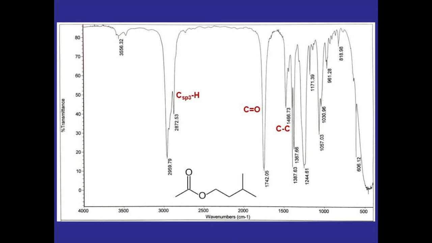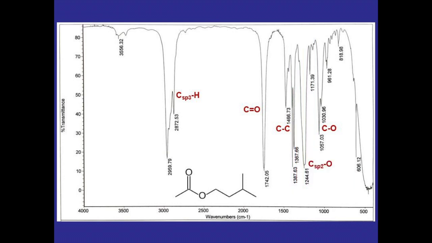Now let's take a look at the carbon to oxygen single bonds, and on this molecule we actually have two. On this side of the ester we have a carbon-oxygen single bond in which the carbon is sp3 hybridized, so we would expect to see its peak around 1050 to 1150, which we see here, so we can go ahead and label that. And on this side of the ester, we have a carbon-oxygen bond where the carbon is sp2 hybridized. So we would expect to see its peak around 1250, which we see here, so we can go ahead and label that.